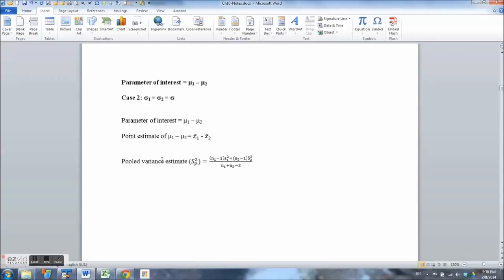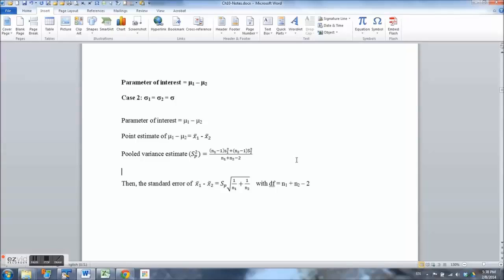Now this time, we can compute what is called a pooled variance estimate. When the two standard deviations or the two variances are equal, then we can pool the two sample variances as a weighted average of the degrees of freedom. And what we get is a pooled variance estimate S squared sub p. Now, using S squared sub p, we can compute the standard error of x bar sub 1 minus x bar sub 2 with this formula.